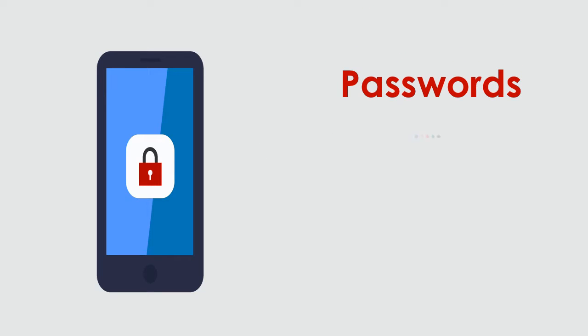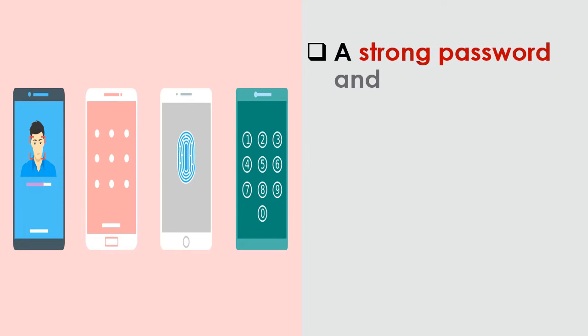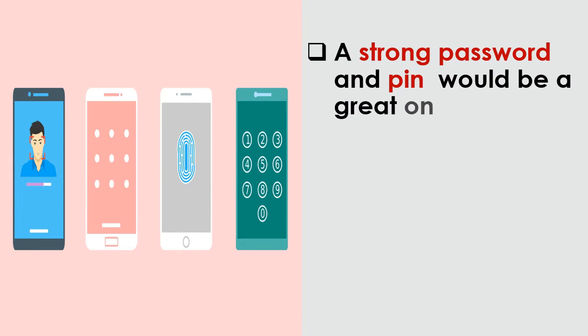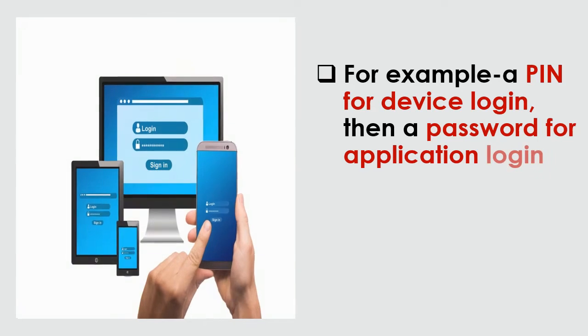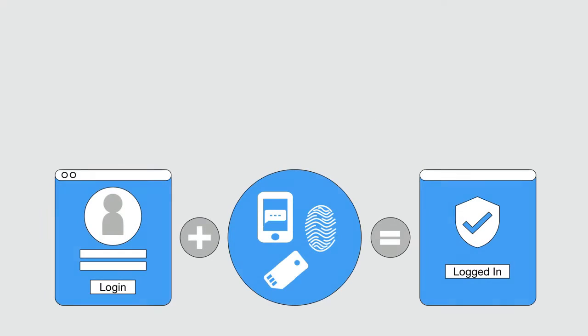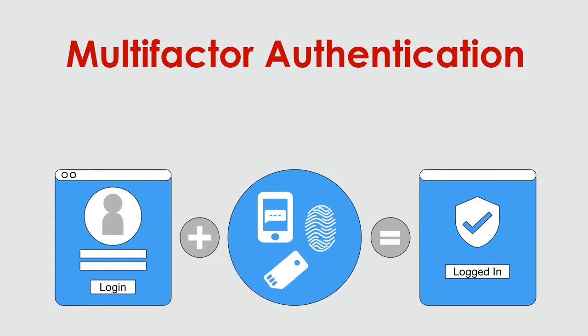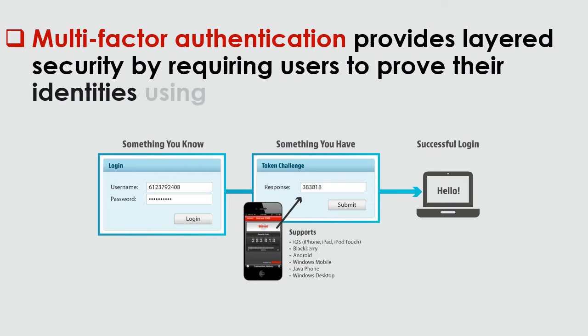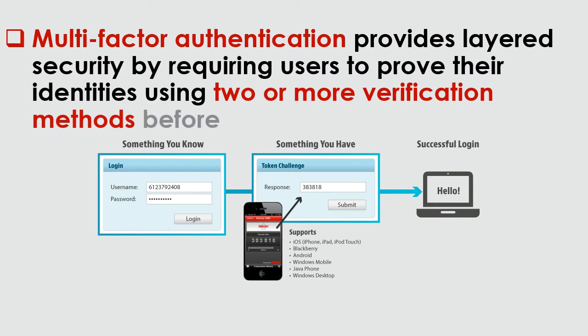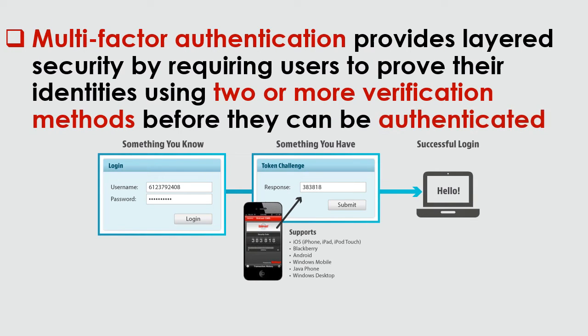Passwords. A strong password and PIN would be a great start on mobile system security. For example, a PIN for device login, then a password for application login. Multi-factor authentication. Multi-factor authentication provides layered security by requiring users to prove their identities using two or more verification methods before they can be authenticated. Session lifetime.